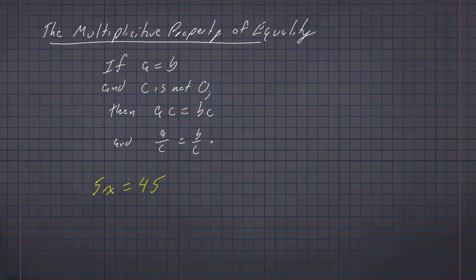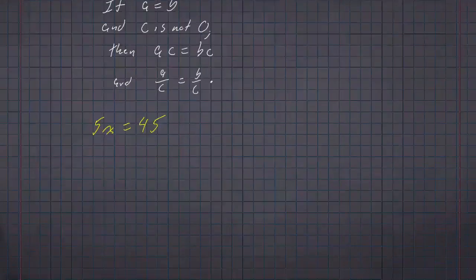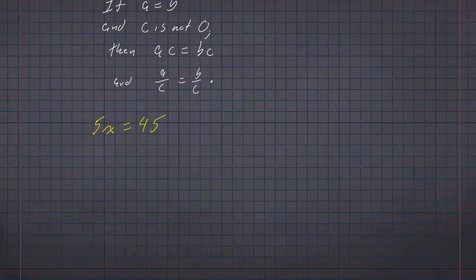So for example, if I have the equation 5x equals 45, I can notice that I might divide by 5 on the left-hand side and on the right-hand side. And on the left-hand side, multiplying and dividing by 5 cancel each other out. 5 divided by 5 is 1.